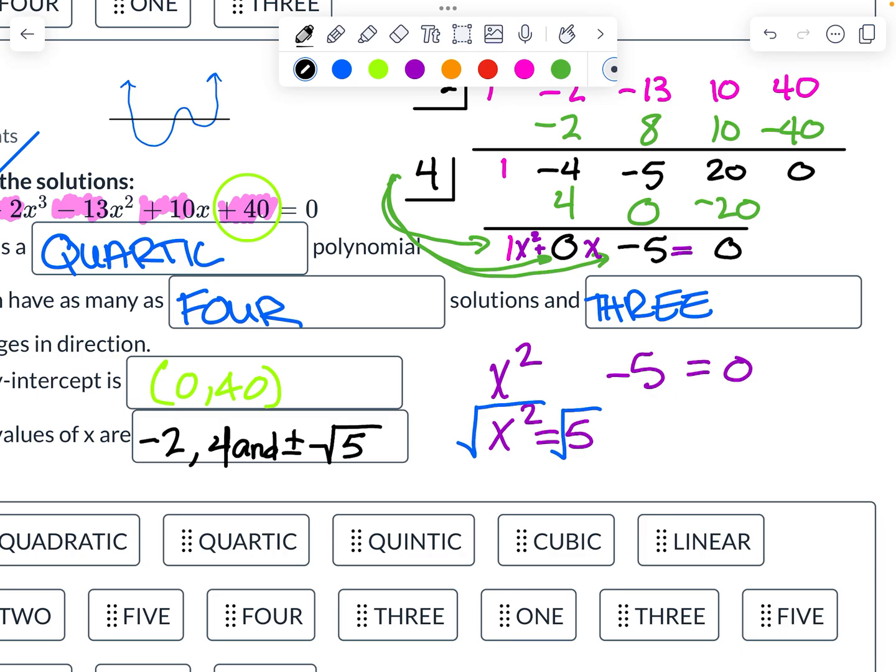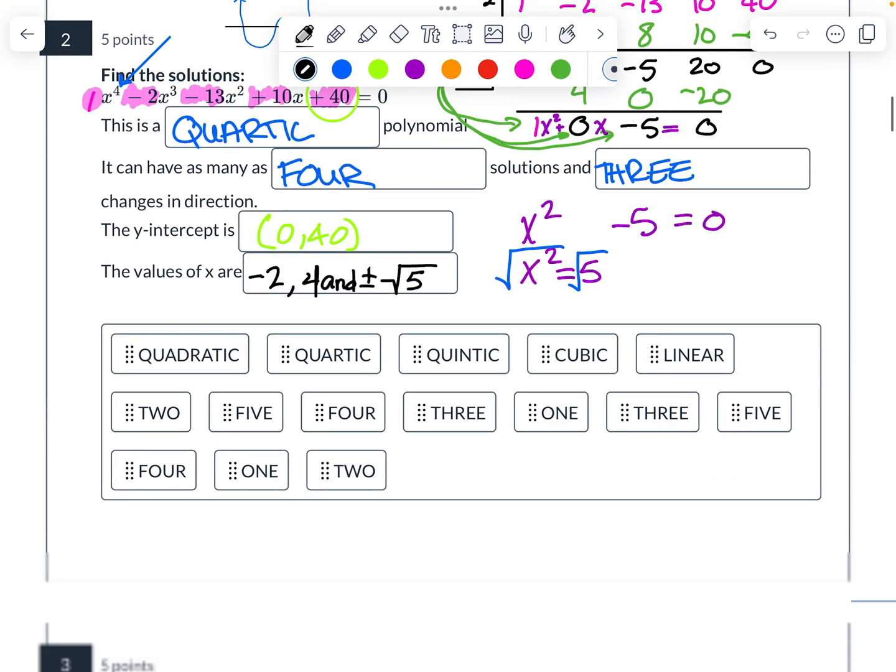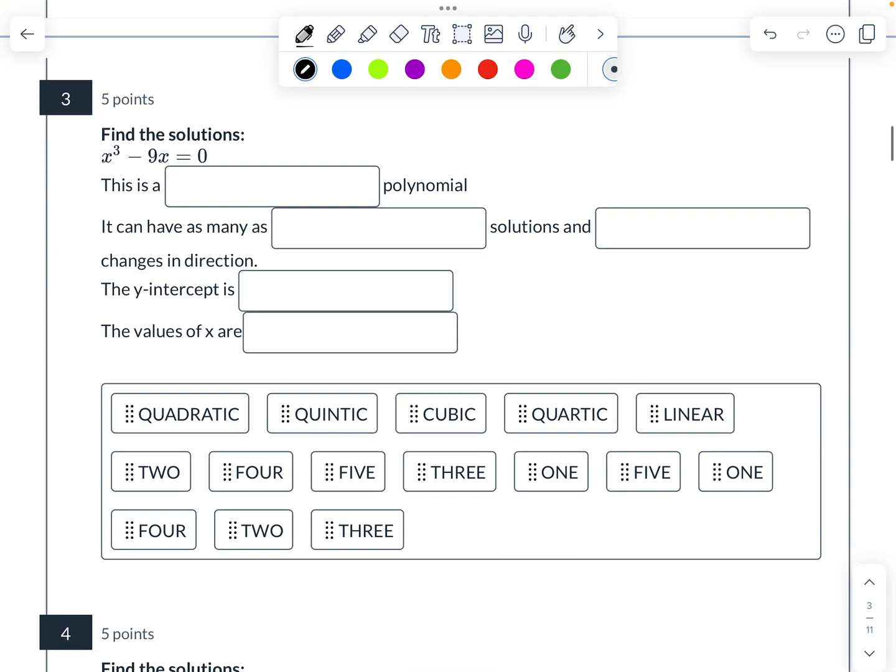Okay, number 3. All right, so this is a power of 3. Because it is power of 3, that is a cubic.